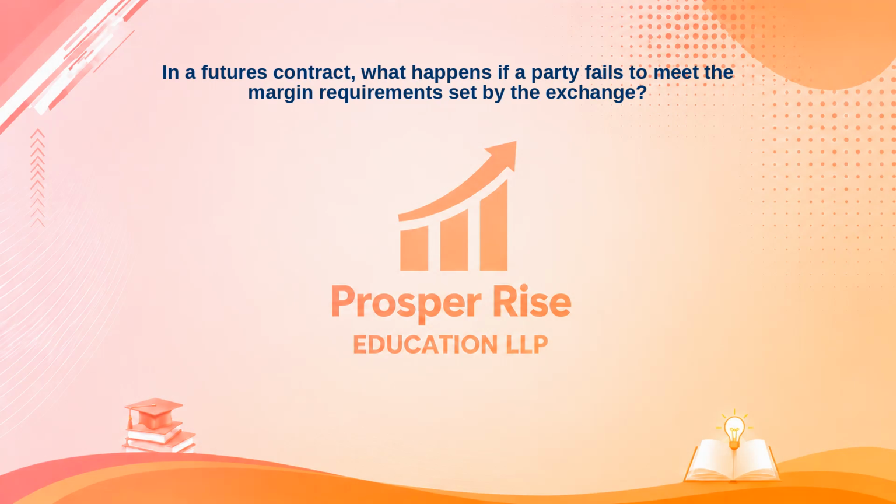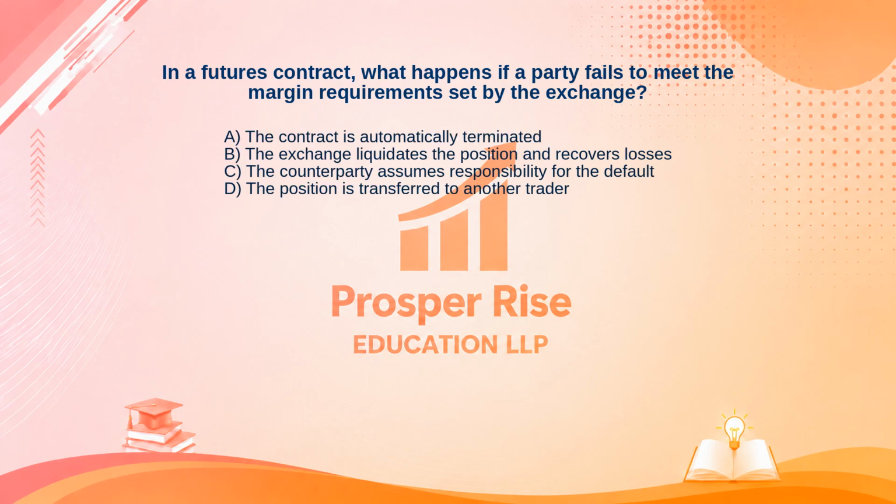in India. In a futures contract, what happens if a party fails to meet the margin requirements set by the exchange? Here are your options. A. The contract is automatically terminated. B. The exchange liquidates the position and recovers losses. C. The counterparty assumes responsibility for the default. Or D. The position is transferred to another trader.